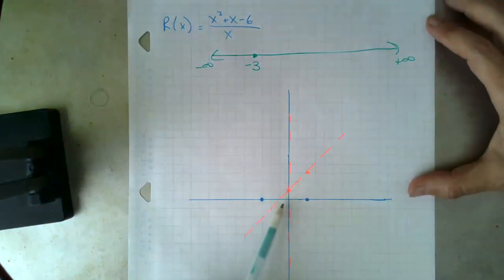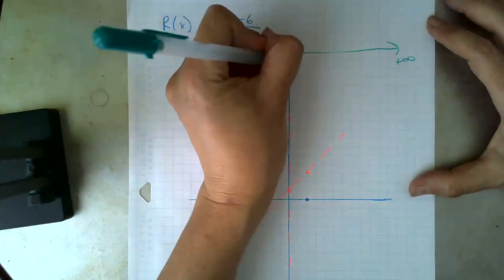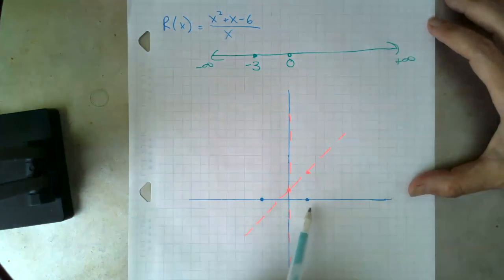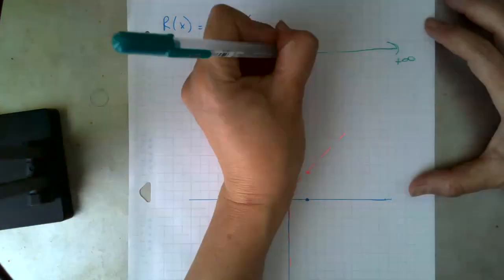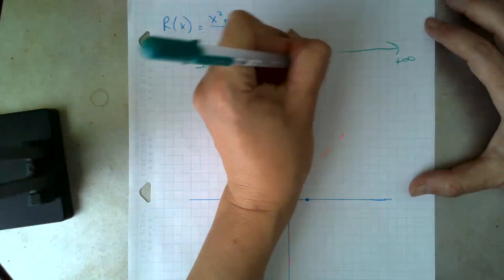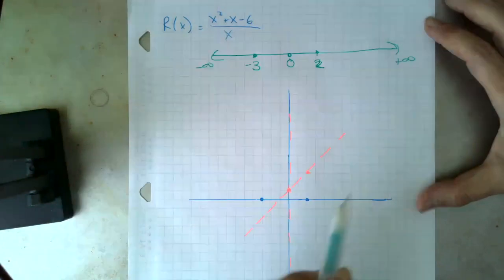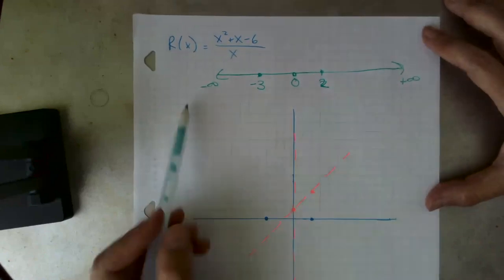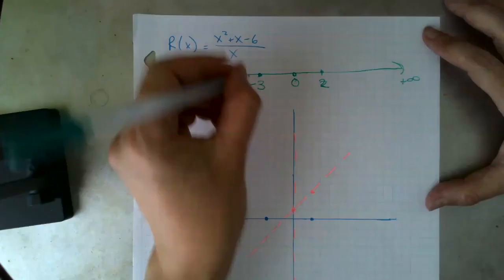Then we've got our asymptote here at 0. This isn't a very straight line. We've got another 0 over here at +2. And then we go off to infinity. So let's check our ranges. Okay, negative infinity to -3.